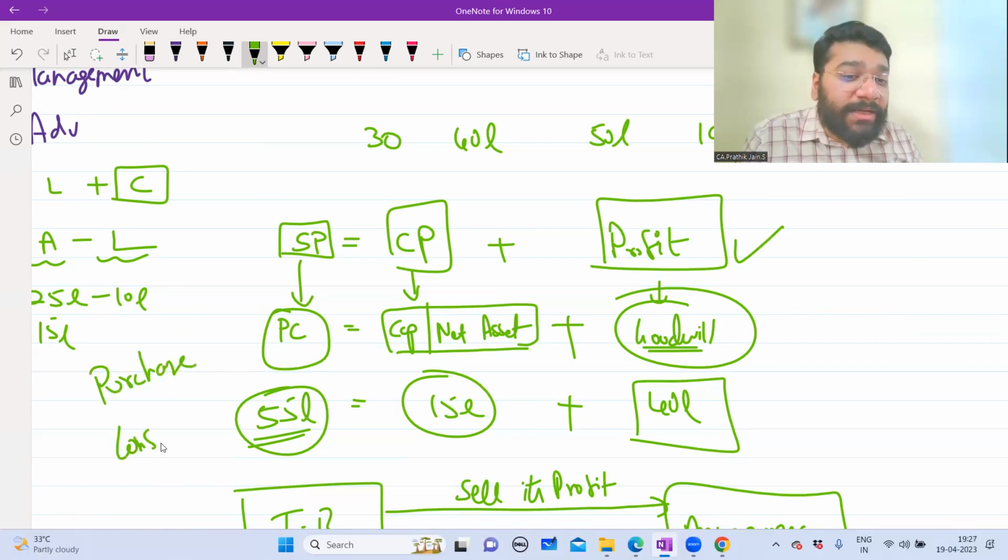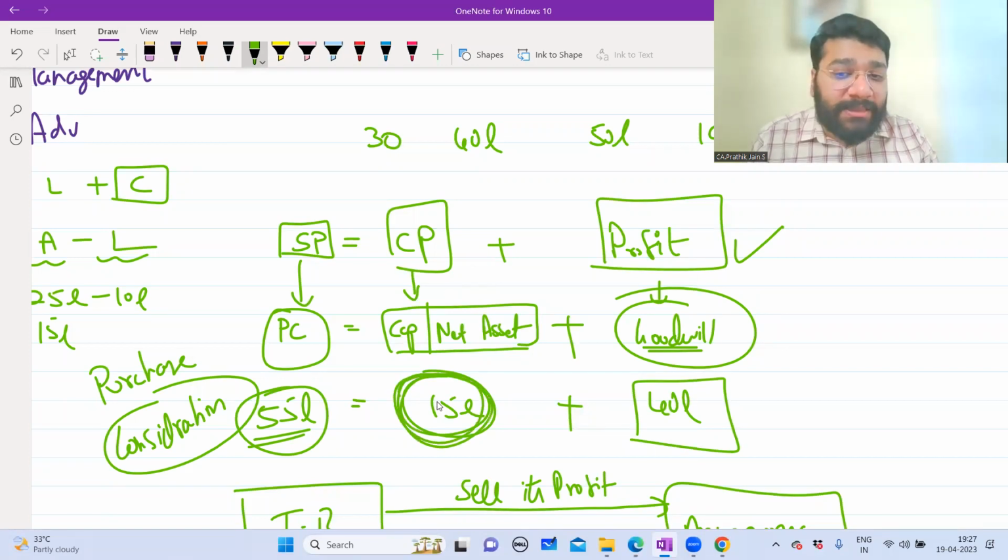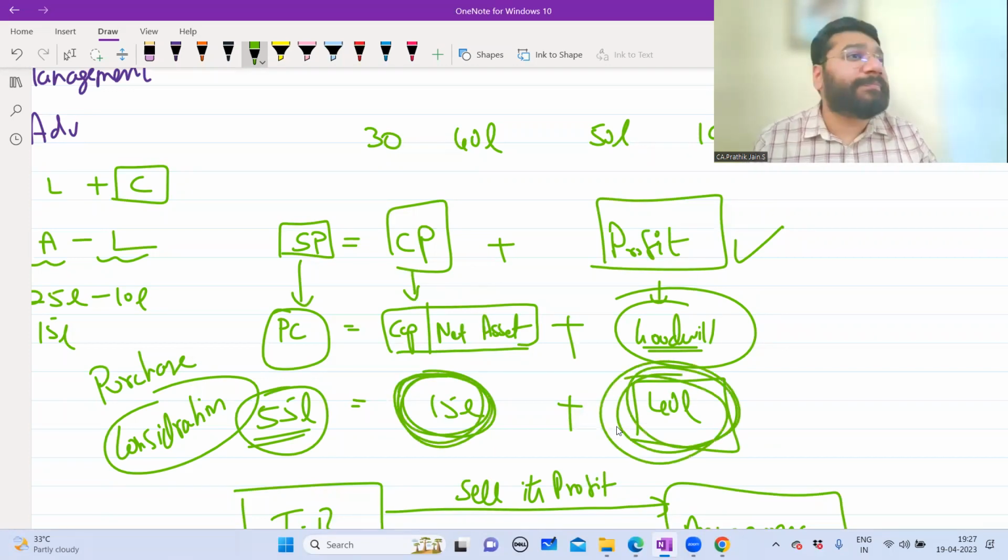Purchase consideration is the value of the money that is being paid by the buyer for buying the business, for buying the profit. This is the value for buying the business. This is the value of buying the profit.